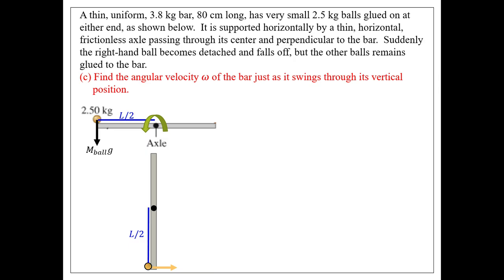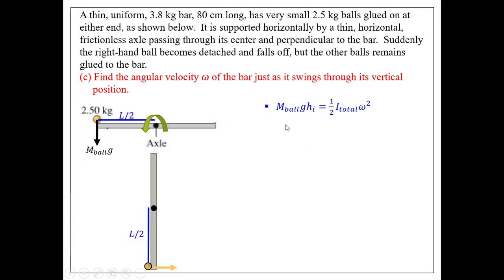Alright, let's do C. So C here says, once again, the ball on the right falls off, still the same scenario, and it wants us to find the angular velocity of the bar just when it's through this vertical position. So here is the initial diagram. I just drew an additional bar here in the vertical position for you. So how do you find the angular velocity of the system? This system moves as one. The ball is glued to the rod, so however fast the rod is moving, the ball is also going to be moving with it at the same angular speed, or angular velocity if you care for direction.